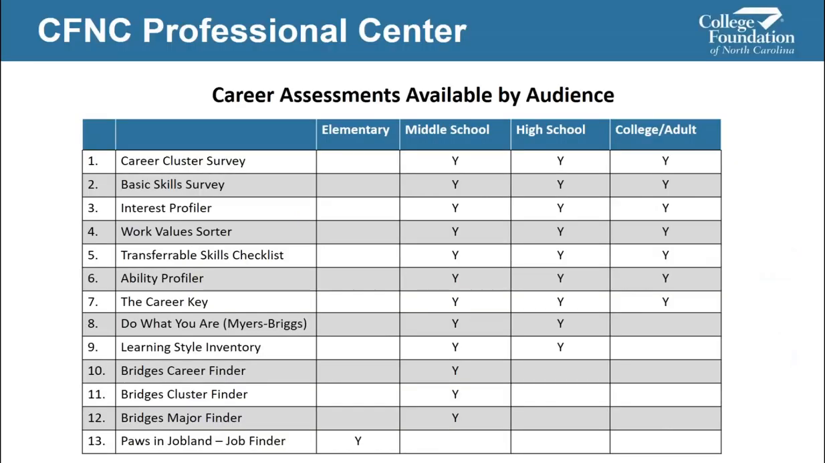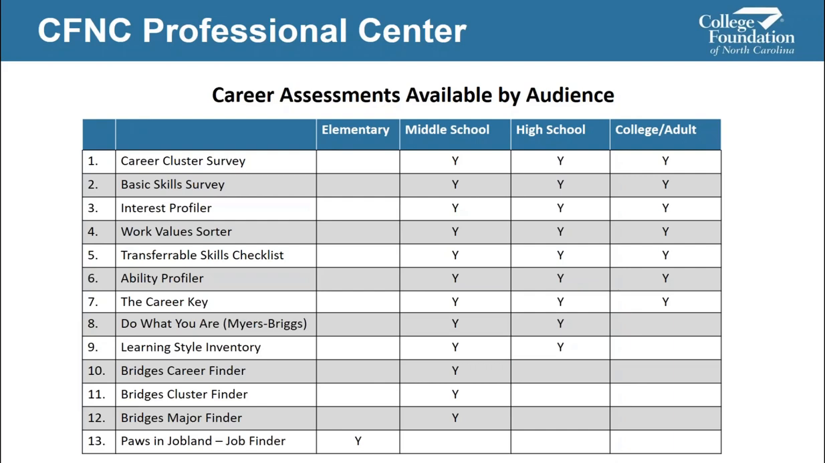Now, a few words about career assessments as we think for a moment about the student experience and what they are doing on the main CFNC.org site, and then through the Professional Center, what you have access to as a professional. On this chart, you'll see the career assessments available by audience. So you can see Pause in Jobland is the one tool that we have for elementary students. For middle school, you can see 12 listed, high school, 9, and for college and adult, 7.